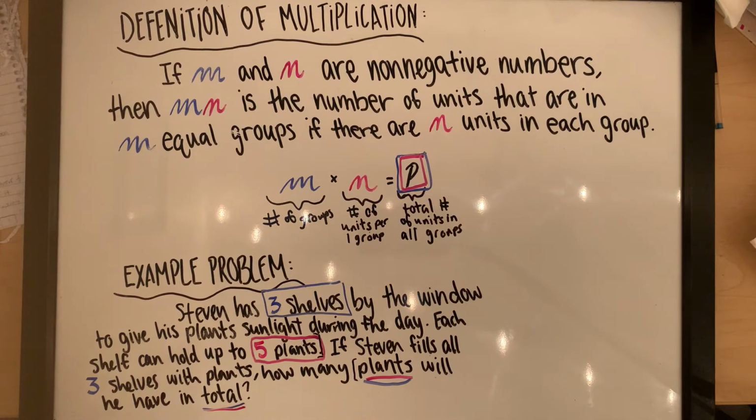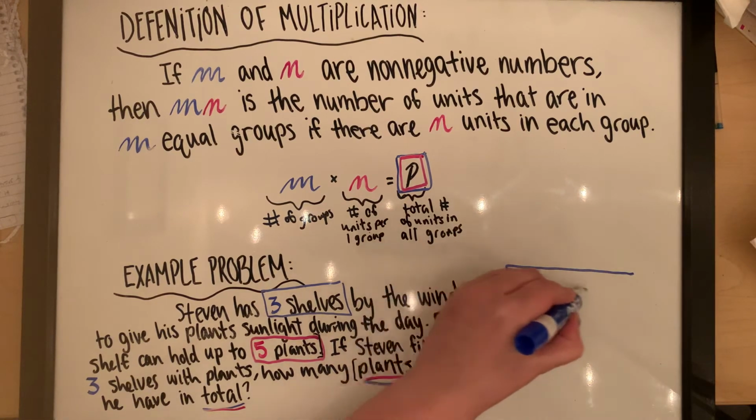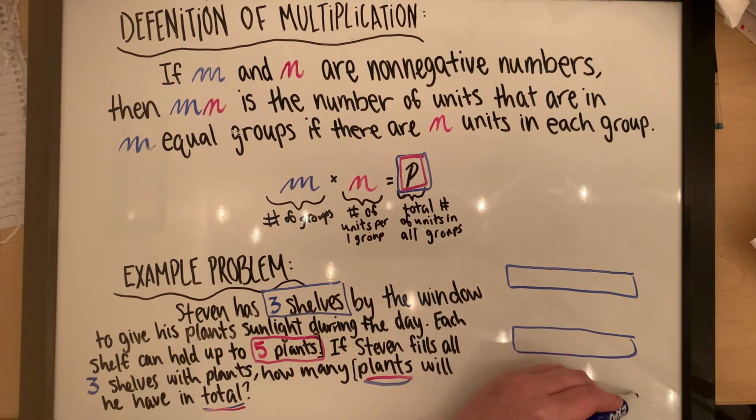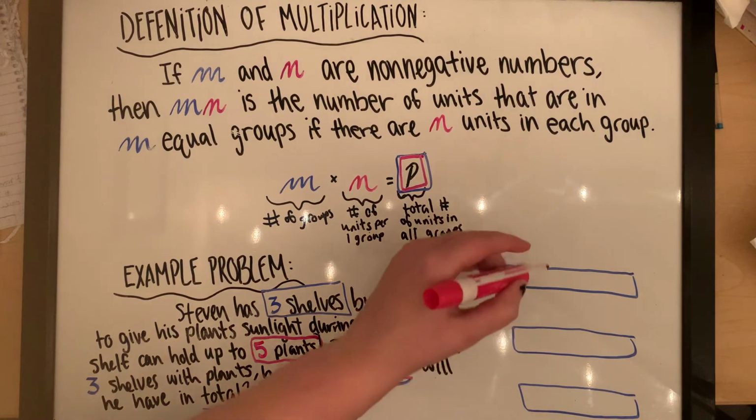So let's break down this problem. We have 3 shelves, so we can draw over here our 3 shelves by the window. Now, each shelf can hold up to 5 plants. So if Stephen fills all 3 shelves with plants, how many plants will he have in total? Filling out each shelf with plants, we can only fit 5 plants. So let's fill those out.